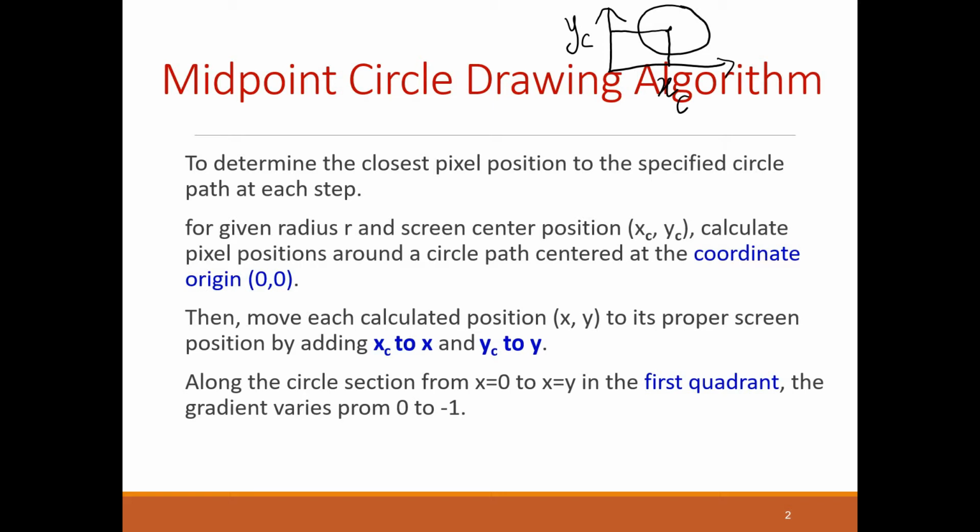So what we need to do is we will try to put this center on the initial x and y coordinate. That means your 0, 0 on the x and y coordinate. Okay, then move each calculated position x, y to its proper screen position by adding xc to x and yc to y.